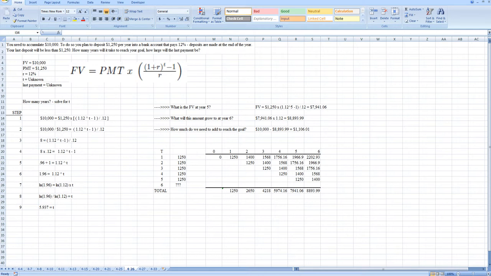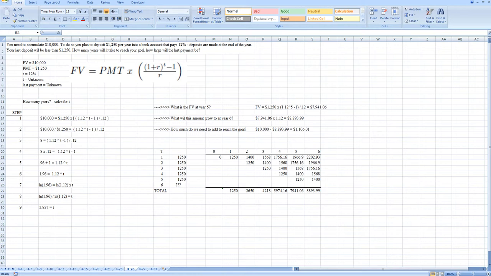So what you're trying to find in this question is the future value of an annuity and not the present value of an annuity. So the future value is 10,000, the payment is 1,250. The rate of return on the bank account is 12%. T is your unknown, as well as your last payment is the unknown. So how many years to solve for T?